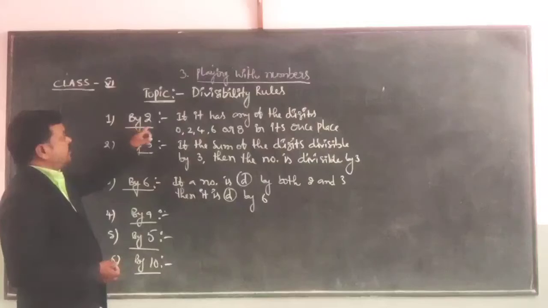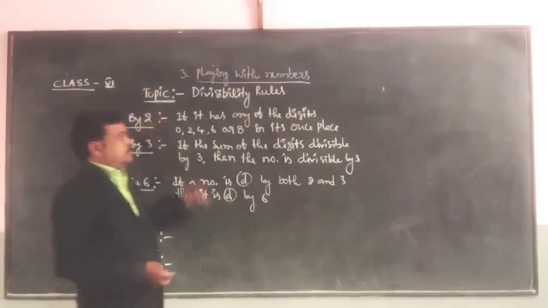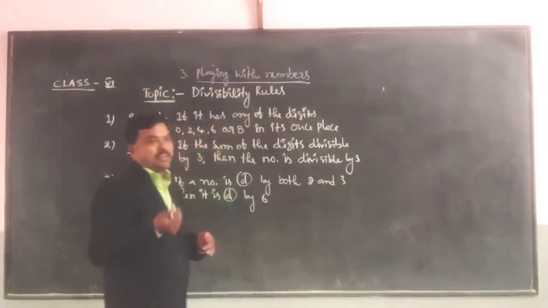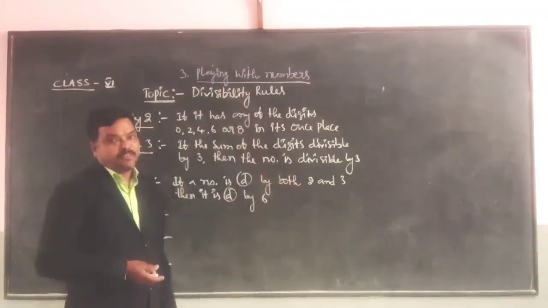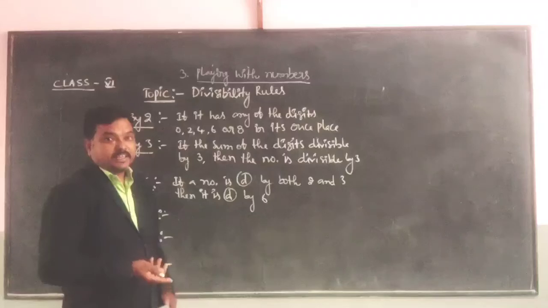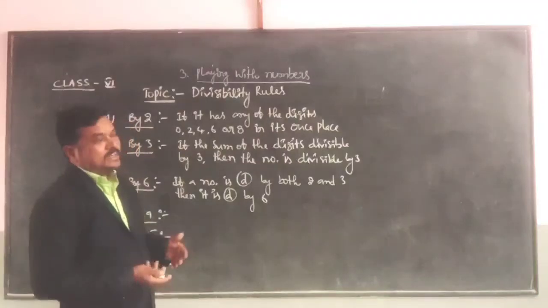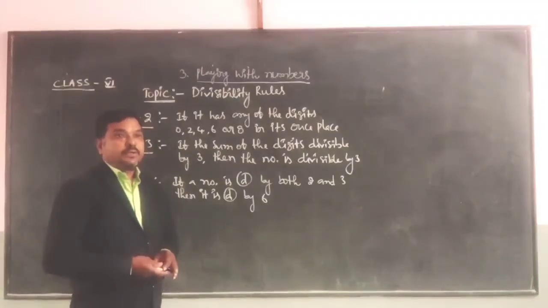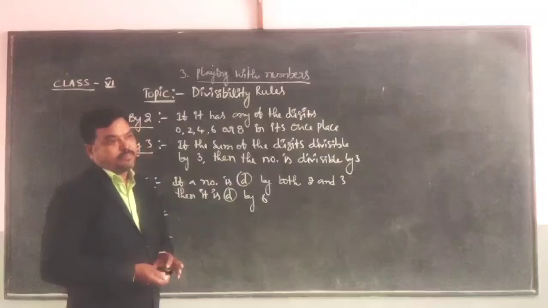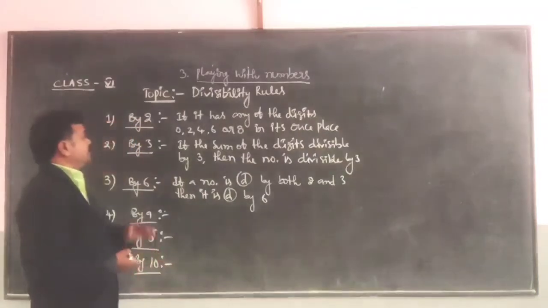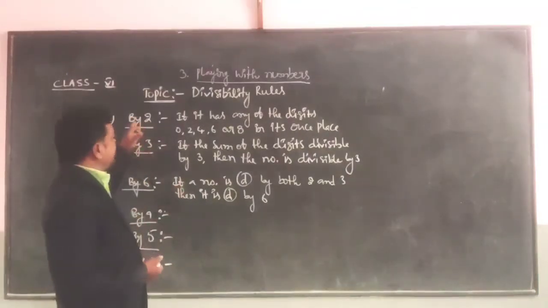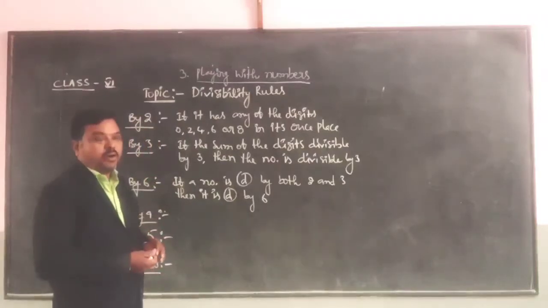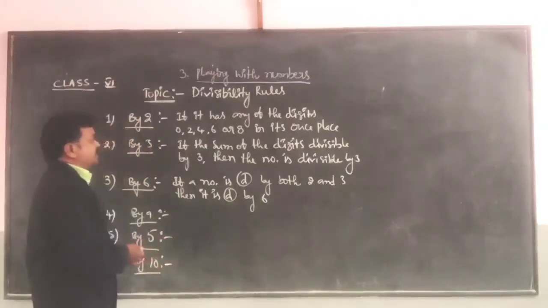First, the divisibility rule for 2. Suppose one number is given, and that number is divisible by 2 or not. Then we do the common division, and we get the remainder 0. We say that the given number is divisible by 2, that is the actual division method. So here we can say, without doing the actual division method, whether a number is divisible by 2 or not. See the definition.